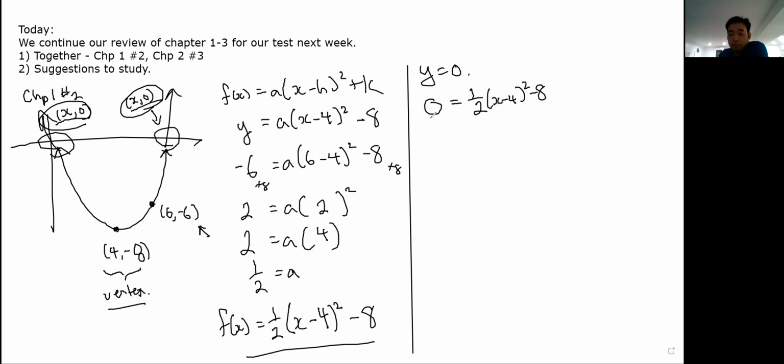Plus 8, plus 8. 8 is equal to (x - 4)². Again, in case you were wondering what is going on, I am trying to isolate this term because it has the x in it. So I got rid of the negative 8. Next, let's go further. I am trying to isolate this bracket because it has the x. So how do you get rid of the half? We're going to multiply both sides by 2.